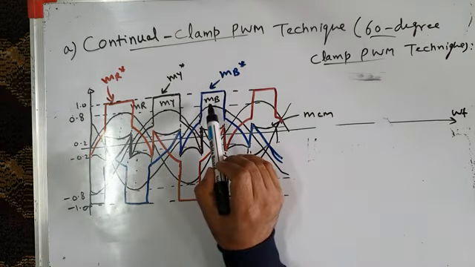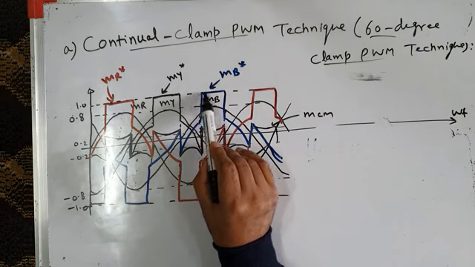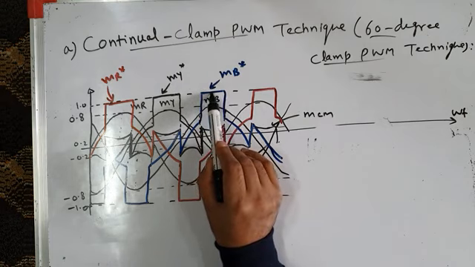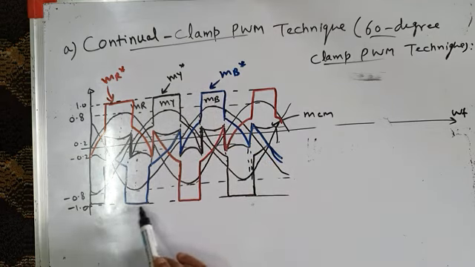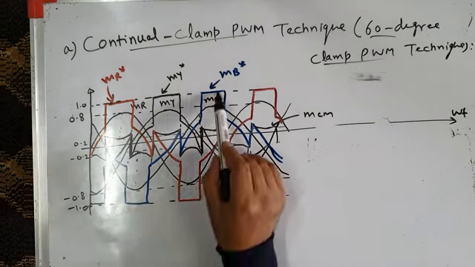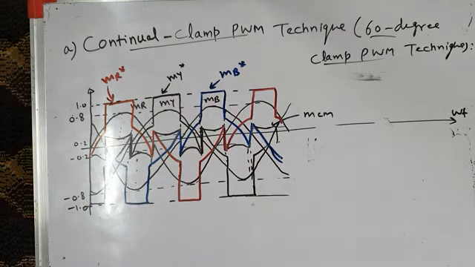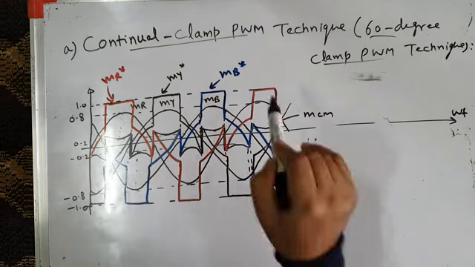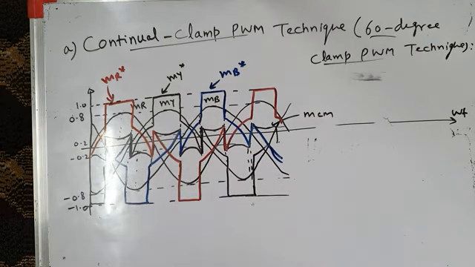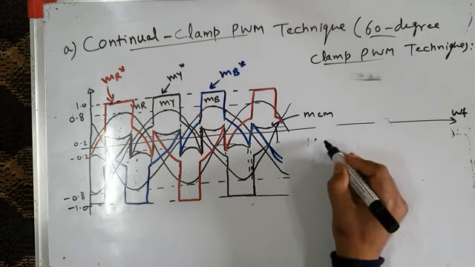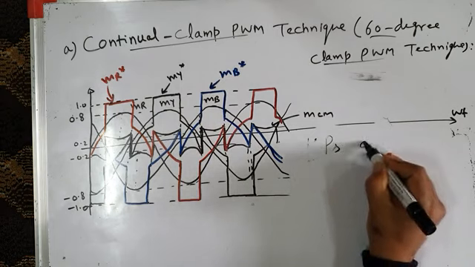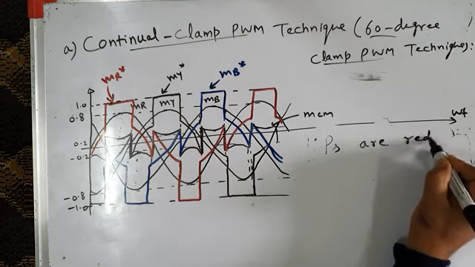Same is the case with phase leg B. Phase leg B is clamped to positive DC bus over this 60-degree interval and to negative DC bus over this 60-degree interval. That means 60 plus 60, 120 degrees. For 120 degrees out of 360 degrees, that means in one cycle of 360 degrees, phase leg B is not switching at all. So therefore, switching power losses are reduced by 1/3.